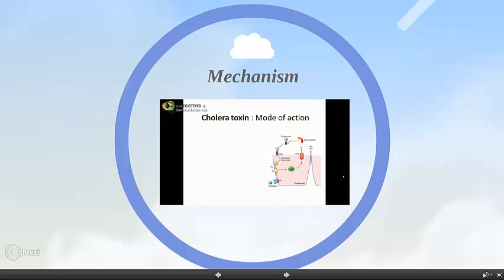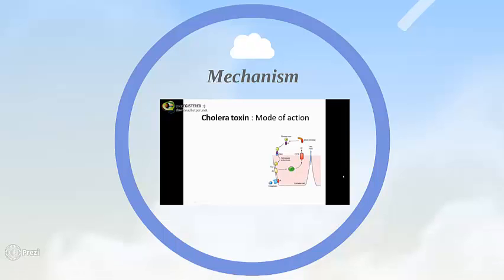Welcome back, guys. In this video tutorial we'll be talking about the mode of action of cholera toxin. We all know what cholera actually does. It results in watery diarrhea, right? It allows our intestinal cells to lose water and electrolytes in higher amounts.